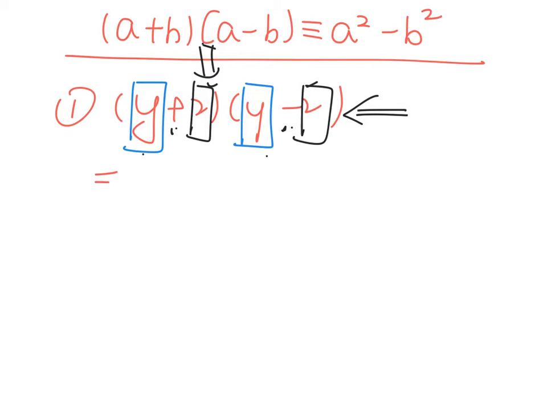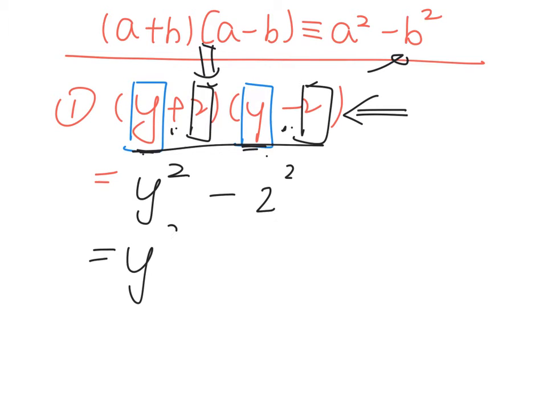If you meet an expression like this, because you know it is the A plus B, A minus B format, you can treat y as A, so it's y squared, and treat B as 2, so it is 2 squared. As a result, it is y squared minus 4.